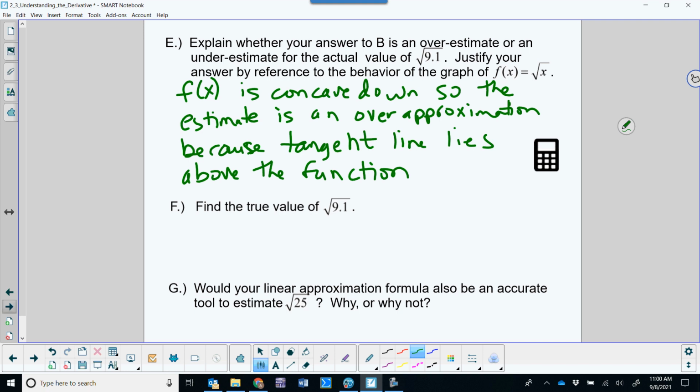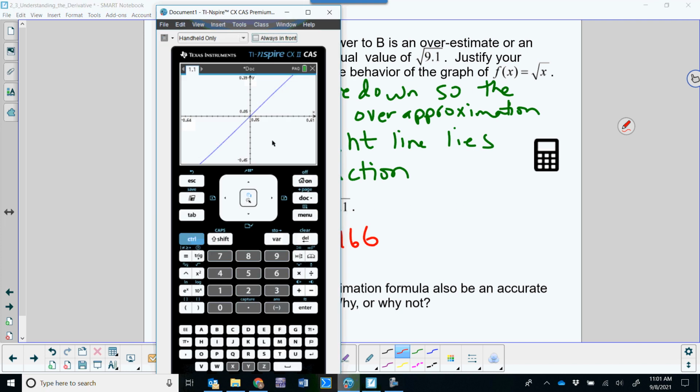So the actual value, if you do the square root of 9.1 in the calculator, you're going to find that the square root of 9.1 is approximately 3.0166. I'm going to do that in the calculator real quick, but you can do it in yours. So I'm just going to add a calculator page and do the square root of 9.1. And I just have to hit enter. It'll give me an approximate because I have a decimal in there. So our approximation was super close using the tangent line to the actual real value.